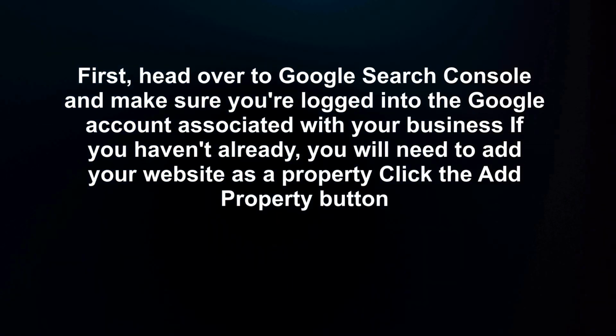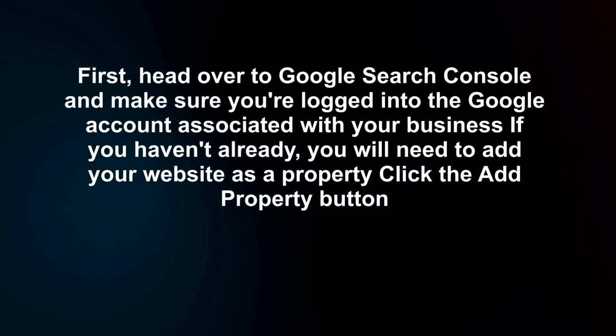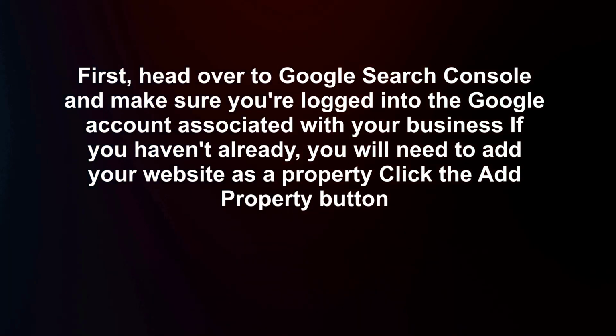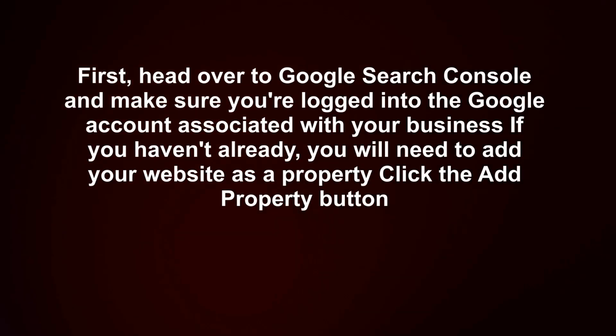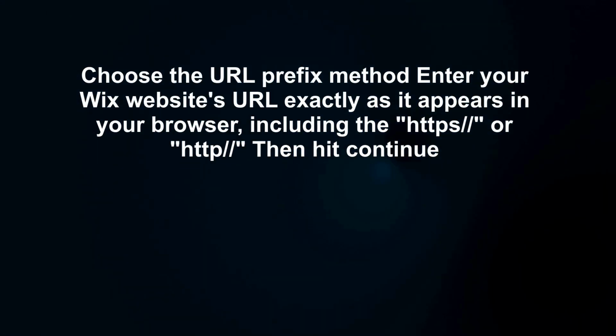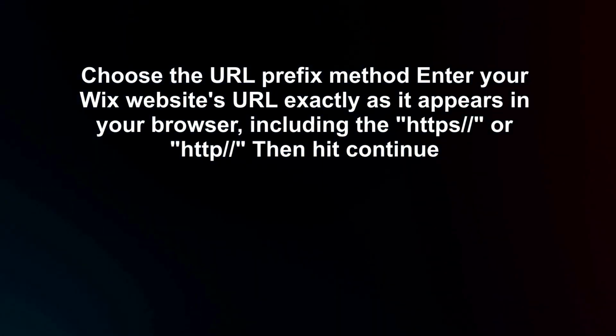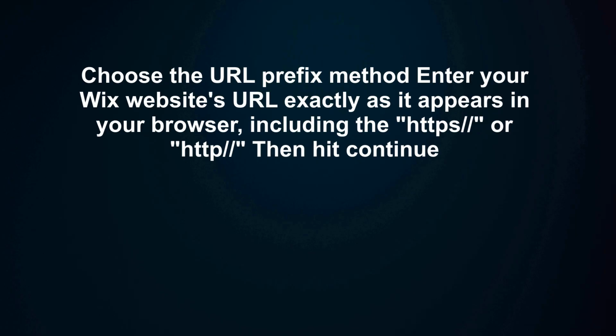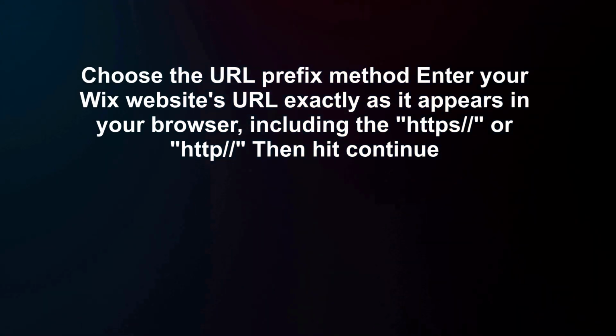First, head over to Google Search Console and make sure you're logged into the Google account associated with your business. If you haven't already, you will need to add your website as a property. Click the Add Property button. Choose the URL prefix method. Enter your Wix website's URL exactly as it appears in your browser, including the HTTPS or HTTP, then hit Continue.